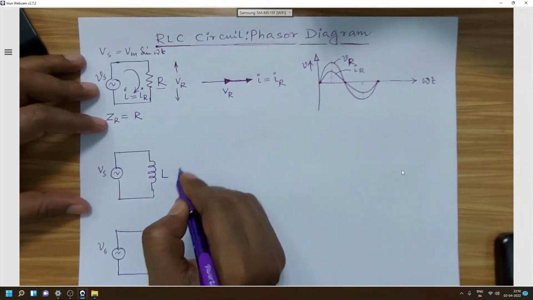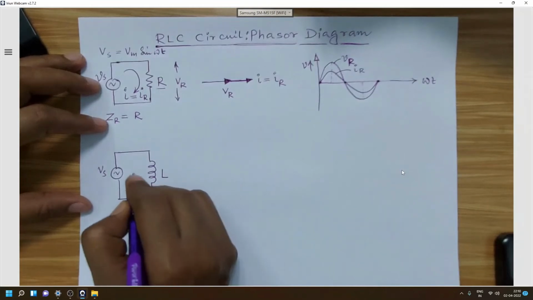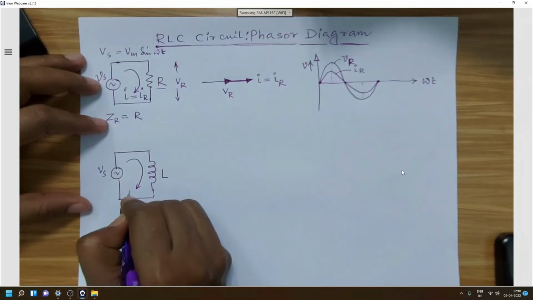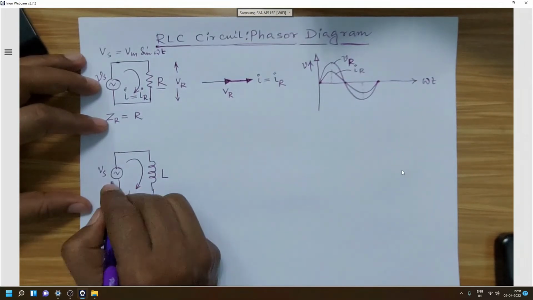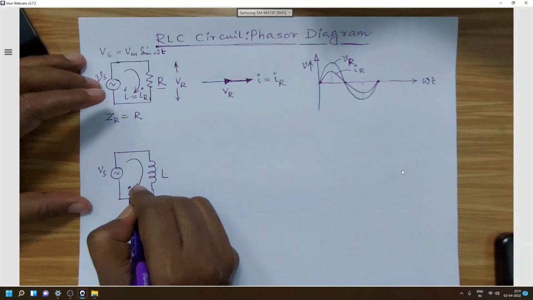Now let us see what happens in case of one pure inductive circuit. So as we have drawn, the inductive circuit is also being excited by one alternating voltage source.